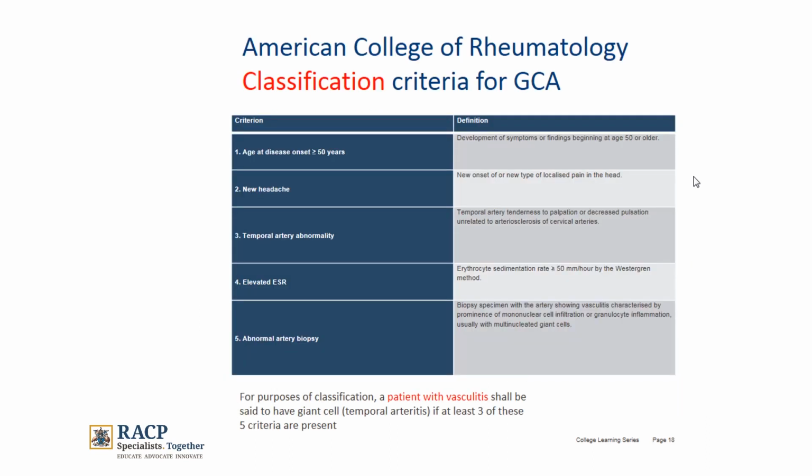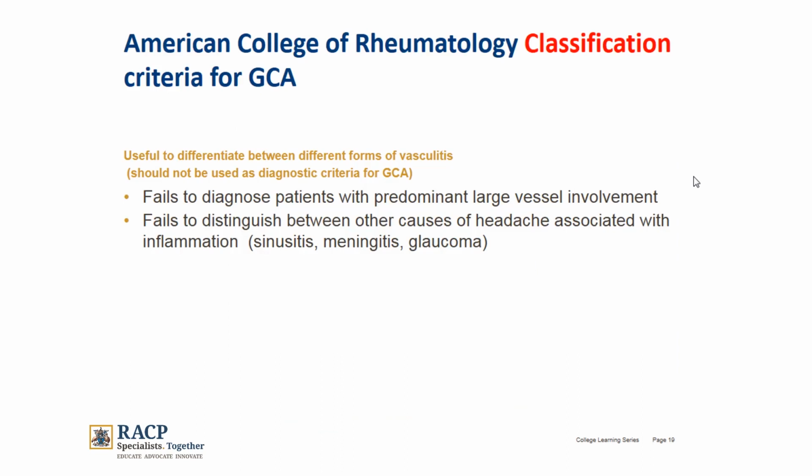The American College of Rheumatology developed a classification criteria for giant cell arteritis. It's important to note that these are classification criteria and not diagnostic criteria. The problem with this is it fails to diagnose patients with predominant large vessel involvement and also fails to distinguish between other causes of headache associated with inflammation.